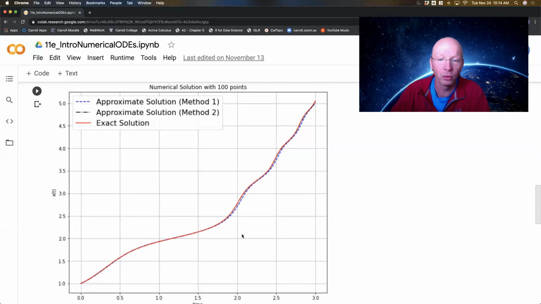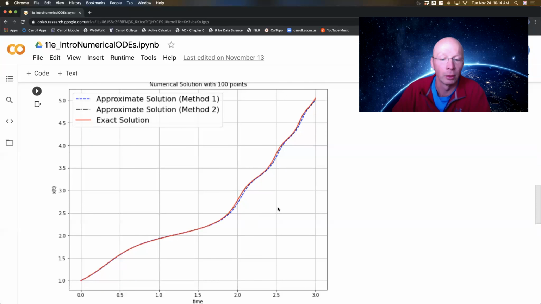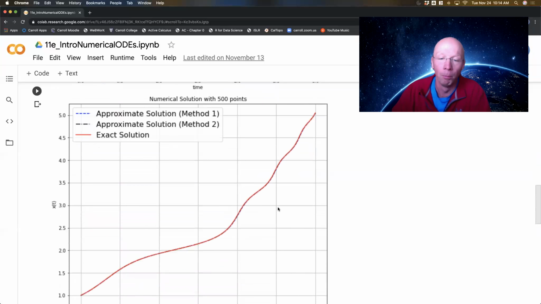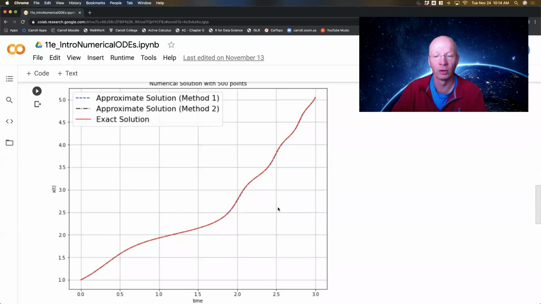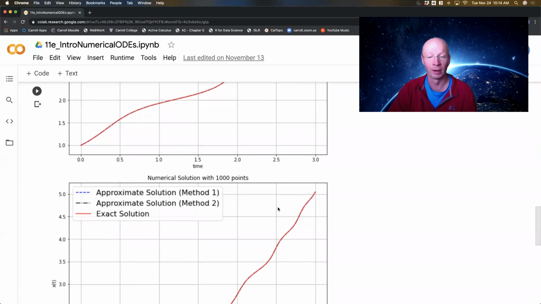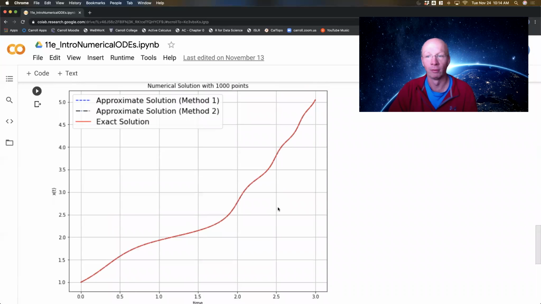At 100 points of approximation, with the black solution, you can't even tell that it's there. It's right underneath the exact solution. And the blue is still missing a little bit. And if I go further, both of them are just doing stellar. It's hard to even tell that there was a difference. At 1,000, you can't tell whatsoever.